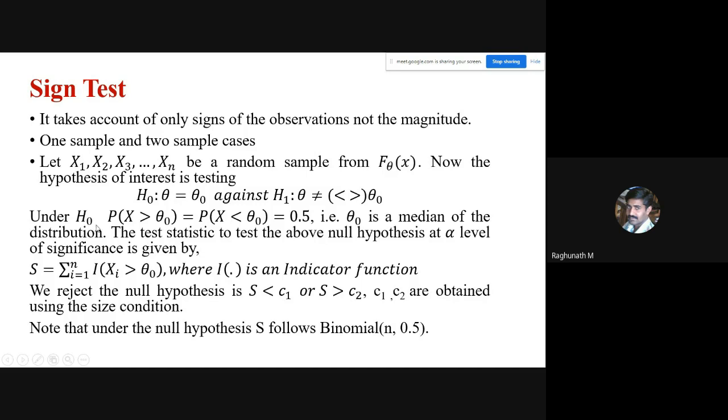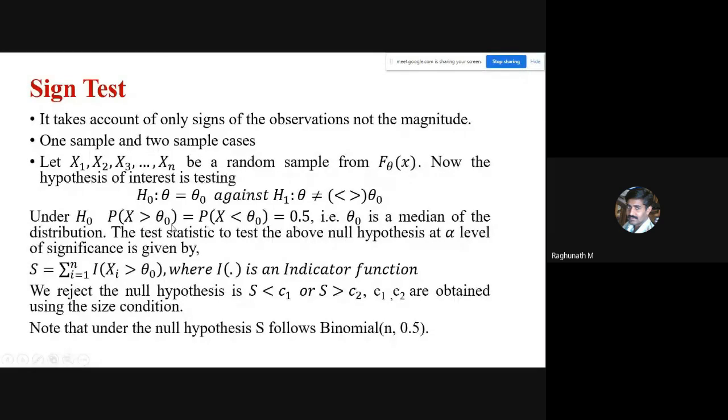Now what happens is, under H naught, the probability of x greater than theta naught and x less than theta naught is going to be half. Which means, in the case of the sign test, I am not bothering about the magnitude. Instead, I will sit at theta naught, some hypothetical value, and I will see how the other observations are deviating from this. I am not bothered about a magnitude. I am just counting the signs.